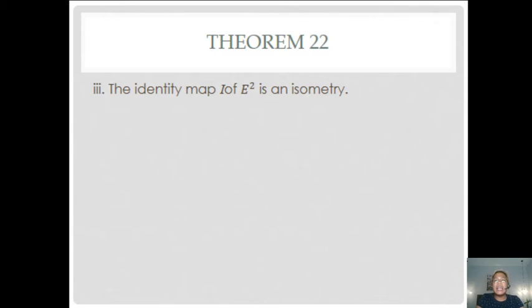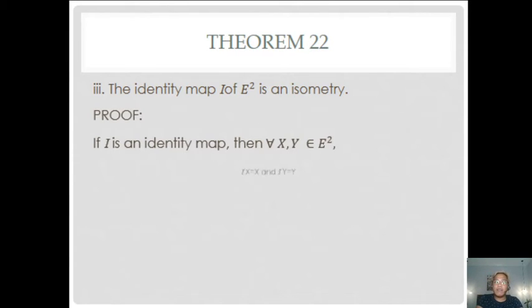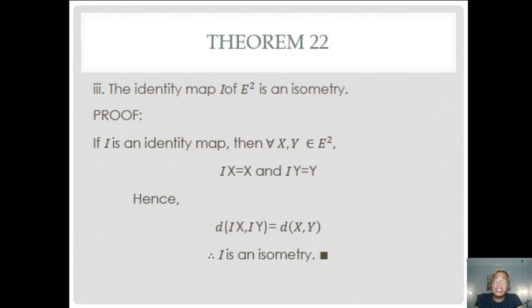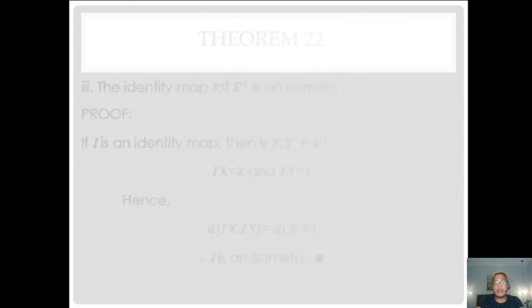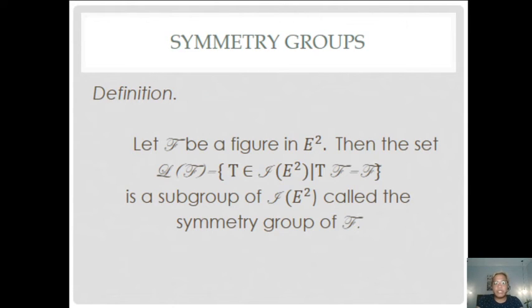Alright? And the last one, the identity map of the Euclidean plane is an isometry. Here is the proof. If I is the identity map, then for all x and y an element of the Euclidean plane, it holds that the identity of x is equal to x and the identity of y is equal to y. Okay, hence, the d of Ix and Iy is equal to the distance of x and y. Therefore, the identity is an isometry. Alright? Now let's proceed to the symmetry groups.